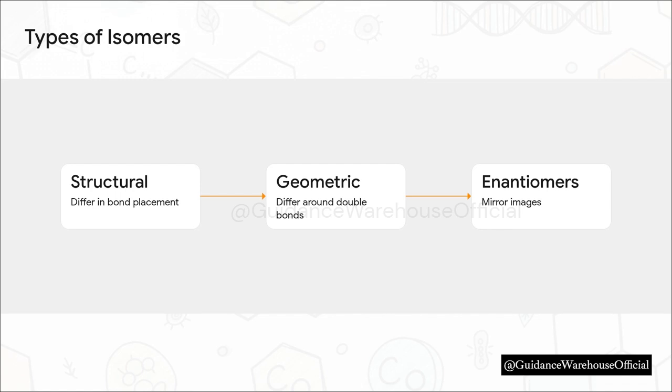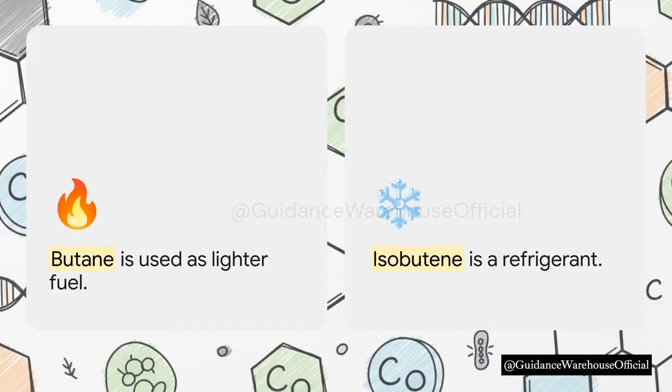Nature is basically taking the exact same box of atomic Lego pieces and building three completely different types of structures to create totally new functions. Let's briefly walk through these three types: structural isomers, geometric isomers, and enantiomers. Step 1. Structural isomers. Both butane and isobutane have the exact same formula, 4 carbons, 10 hydrogens, C4H10.